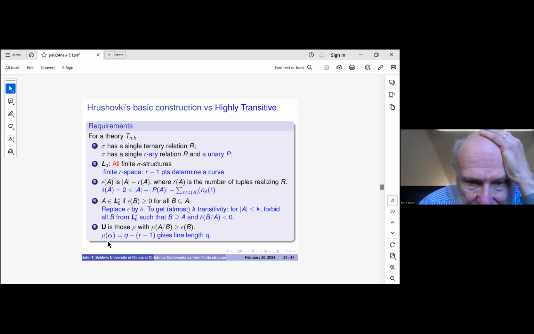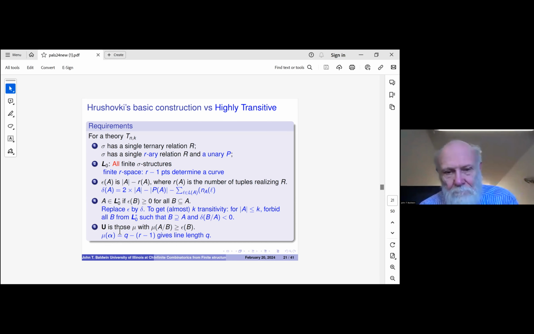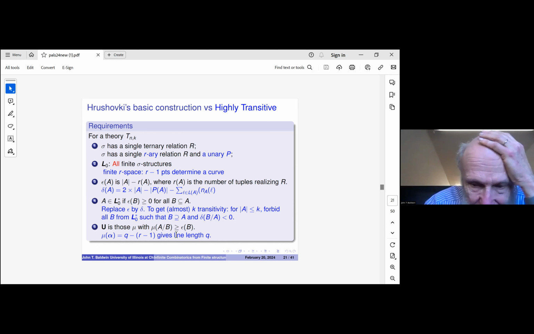And then what's going to happen is that we get a two-sorted universe. The P part is a strongly minimal theory, and the lines in the universe are infinite, but they each intersect the P part in Q minus R minus 1 points. So the P part looks like a variant on what I mentioned with Paolini, while in the whole universe, the line is infinite.